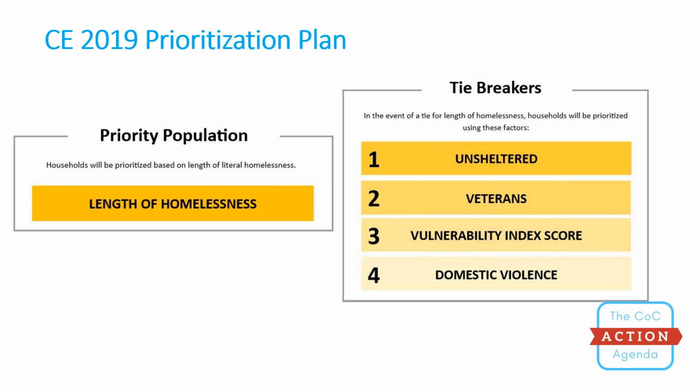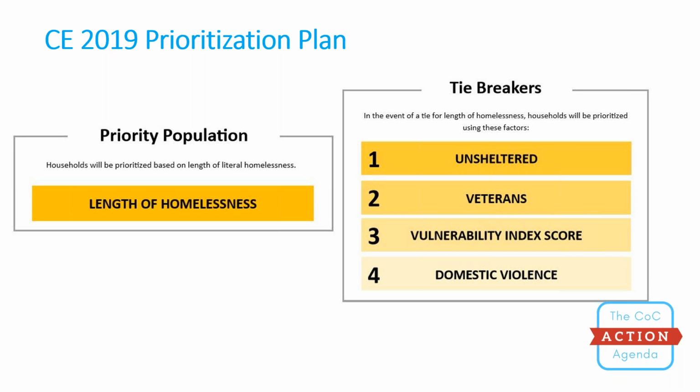As a friendly reminder, we went through a process with the community where we developed a new plan for this year. The goal was to make an equitable path to housing for all of the subpopulations served through the coordinated entry system. The main focus of the 2019 prioritization plan is centered around the length of homelessness. There are tiebreakers related to unsheltered status, military service, vulnerability index score, and if people's current homeless situation is in some way connected or caused by domestic violence. Within that, we also include human trafficking.